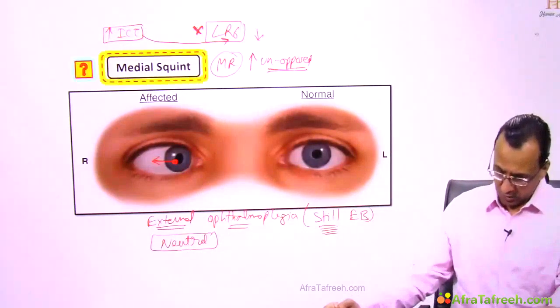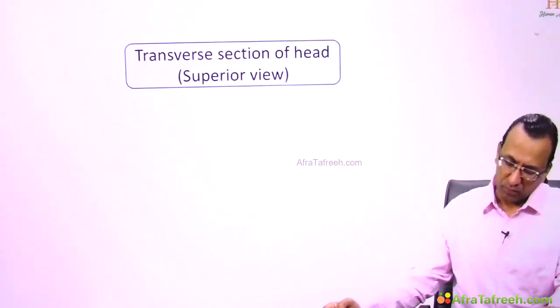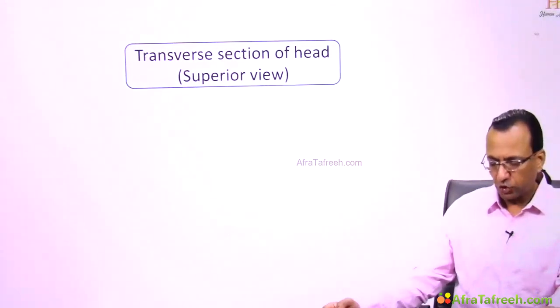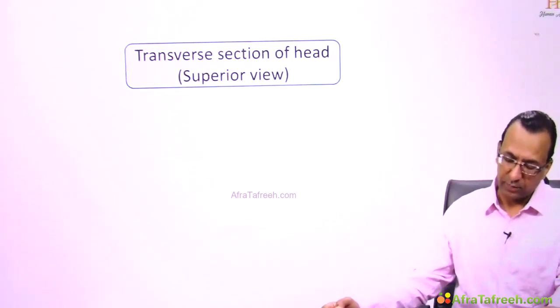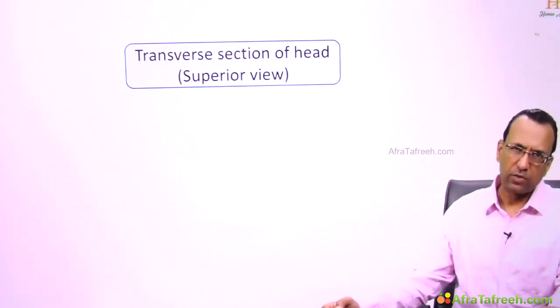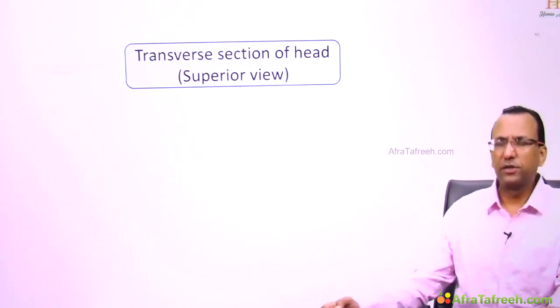Now, once we have talked about medial squint, fine. Again, you are looking at the transverse section of the head, superior view, because we wanted to know some nerves passing through that. Nerves, like which nerves?